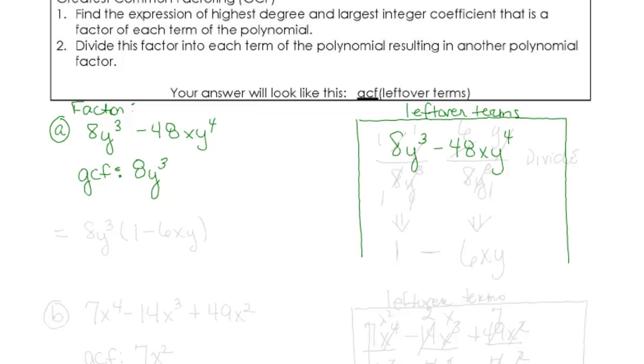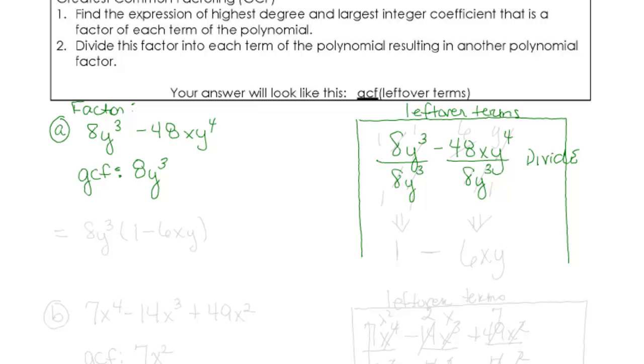Your leftover part, this is how you find what's inside the parentheses. Once you find your GCF, you're dividing that GCF back into the original question to find what's left over. Dividing, the key word, divide, divide, divide. When it comes to leftovers, we have to divide. That's what factoring is. Whereas before, when we were multiplying polynomials, we would multiply and add the exponents. But when it comes to factoring, you're dividing out and you have to subtract the exponents.